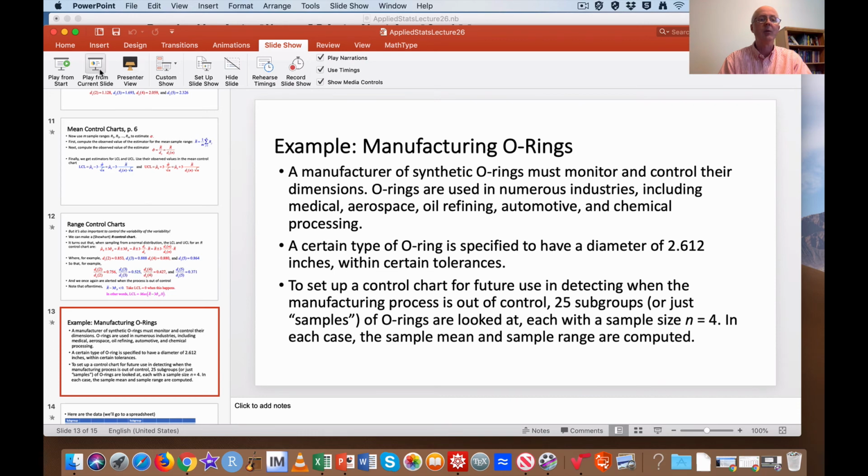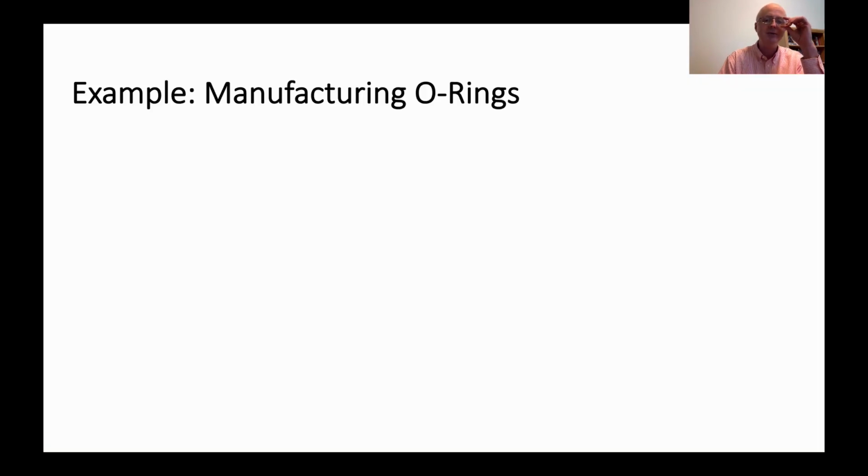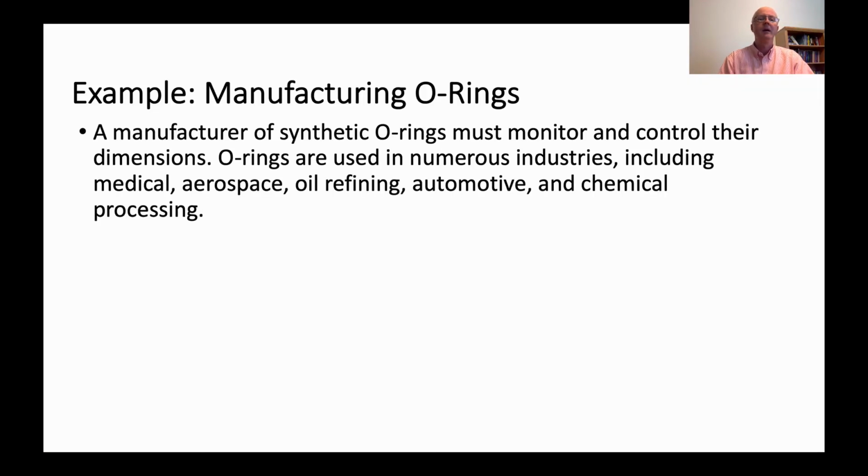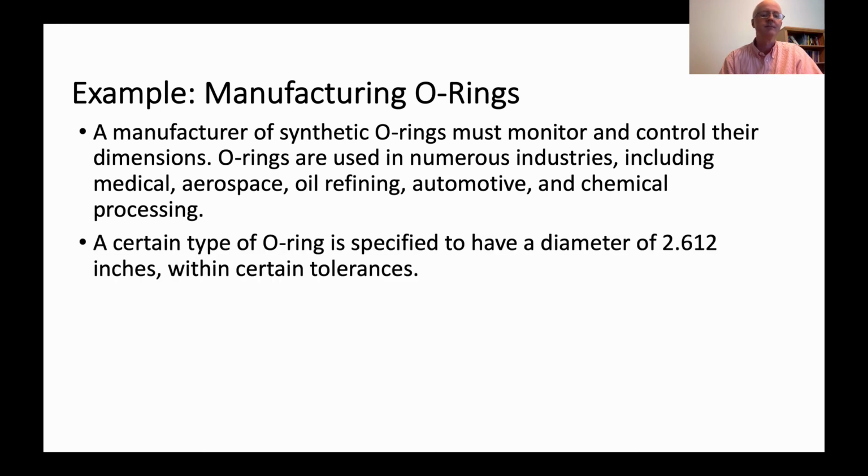All right, let's look at our real-life example. Manufacturing O-rings. A manufacturer of synthetic O-rings must monitor and control their dimensions. How big are they? O-rings are used in numerous industries: medical, aerospace, oil refining, automotive, chemical processing. There's tons of applications of O-rings. A certain type of O-ring is specified to have a diameter of 2.612 inches. Okay, we're using inches here. We probably would have been better to use something in centimeters, within certain tolerances.